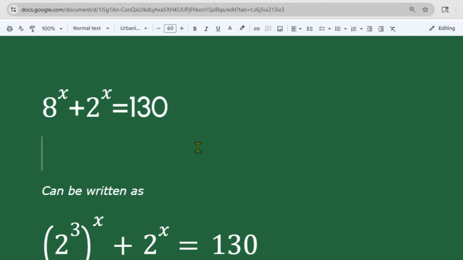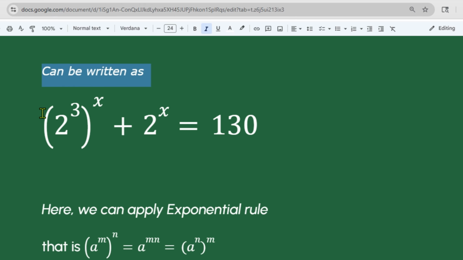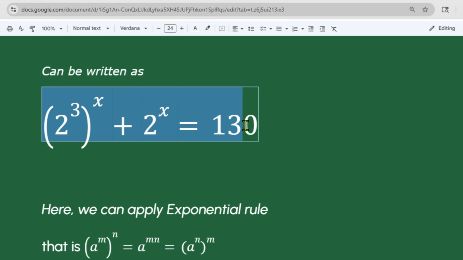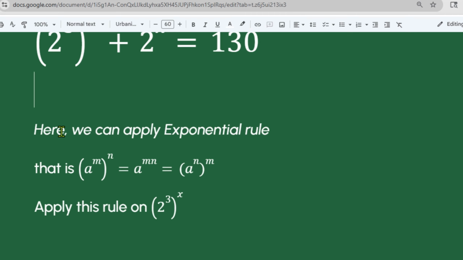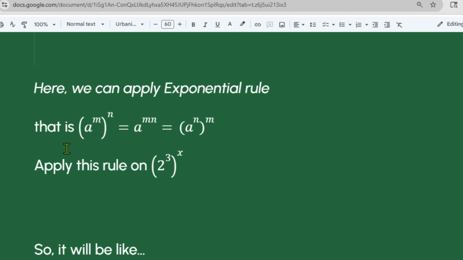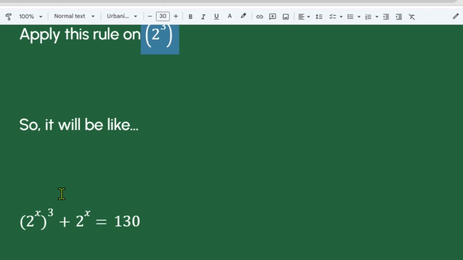Let's begin. This equation can be written as (2 to the power 3) to the power x plus 2 to the power x equals 130. Here, we can apply the exponential rule. That is, (a to the power m) to the power n equals a to the power mn, which equals (a to the power n) to the power m. Apply this rule on (2 to the power 3) to the power x. So we have this equation.